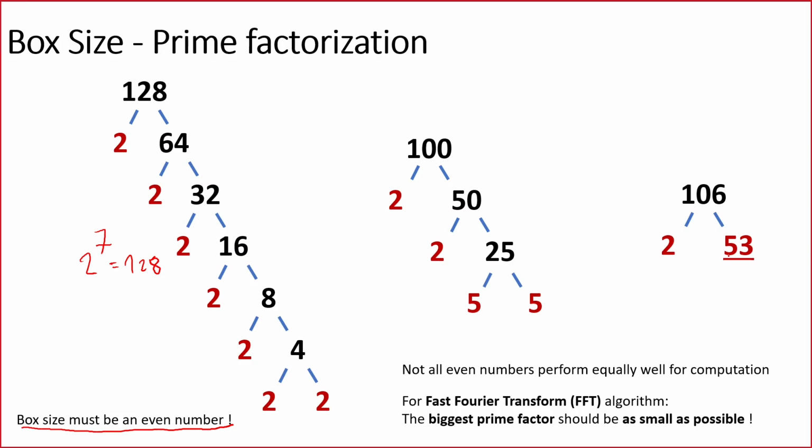Why is it so? Because not all even numbers perform equally well for computation. For the reconstruction process or all the data processing, this box size should work. It should not introduce any artifacts. What will happen is that this box size will perform worse time-wise during the computation than these two other box sizes. The fast Fourier transform algorithm that is used in every cryo-EM software likes to have the biggest prime factor of the box size number as small as possible.